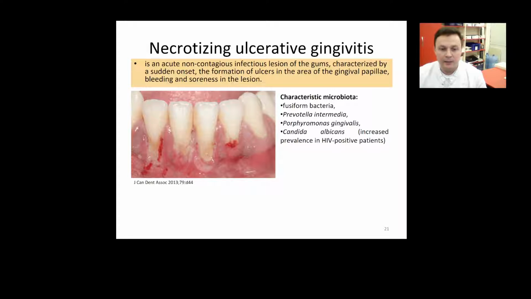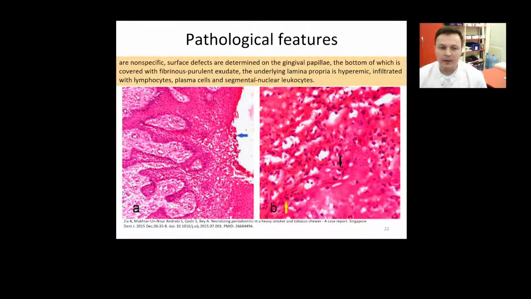Necrotizing ulcerative gingivitis is an acute, non-contagious infectious lesion of the gums, characterized by sudden onset, the formation of ulcers in the area of the gingival papillae, bleeding, and soreness in the lesion. Microscopic findings are non-specific. Surface defects are determined on the gingival papillae, the bottom of which is covered with fibrinous, purulent exudate. The underlying lamina propria is hyperemic, infiltrated with lymphocytes, plasma cells, and segmented neutrophils. Non-ulcerated epithelium loses the stratum corneum.